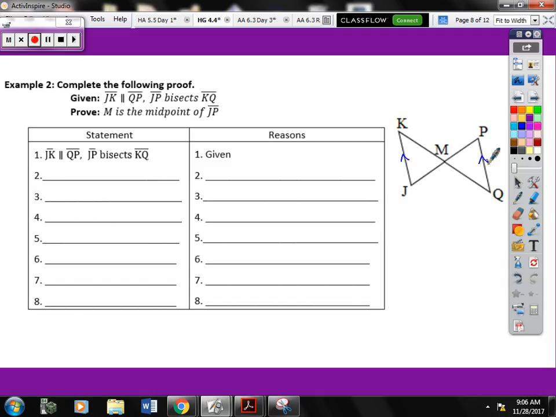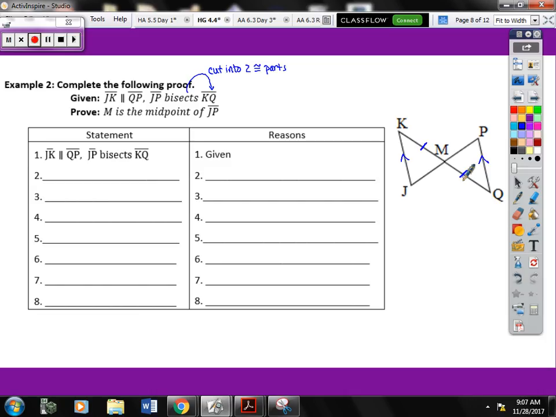And it says JP bisects KQ. So remember, bisects means to cut into 2 congruent parts. And also remember, it's whatever comes after the word bisects. So segment KQ is being cut in half. So we would put markings on KM and MQ. JP is slicing through in half this segment.